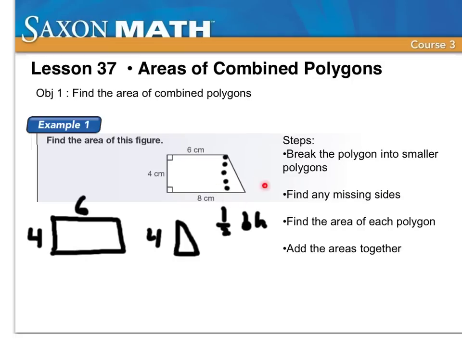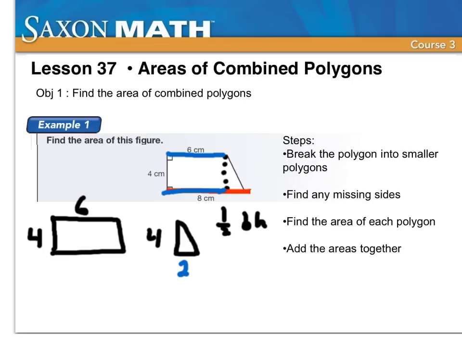Then I need to find this little side right here. Okay? Well, if this whole side right here is 8 centimeters, and we know that this much of the side is 6 centimeters right here, because it matches up with that rectangle, then I need to figure out what's left over here. Well, 6 centimeters plus 2 centimeters gives me 8 centimeters. So this side has to be 2. Alright, now I've got everything I need to know to find the area.